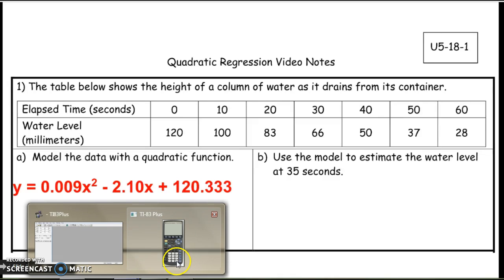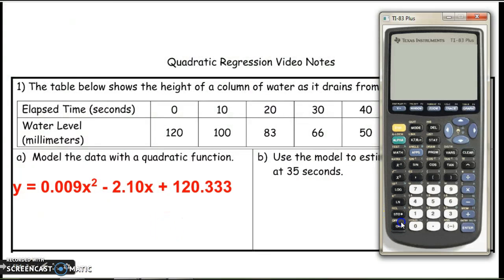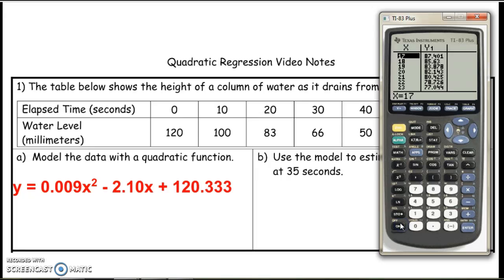Now we want to use this model to estimate the water level at 35 seconds. So back to our calculator, we should have our equation in the y equals, and we do.